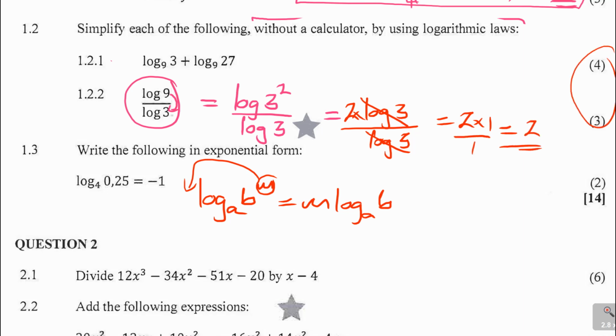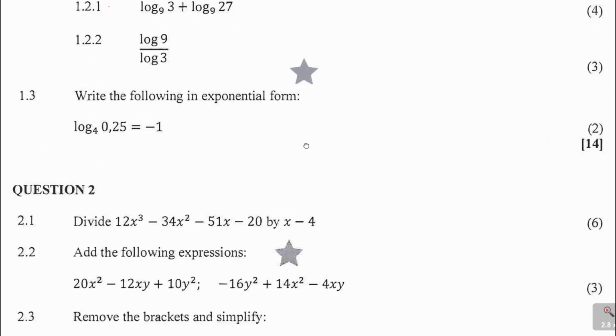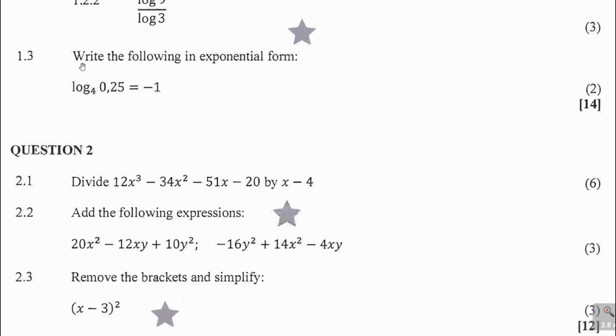7 marks. I think it was a given, guys. I think personally that was a given. So well, if you think it was difficult, I think you need to kind of revise your laws of logarithms.